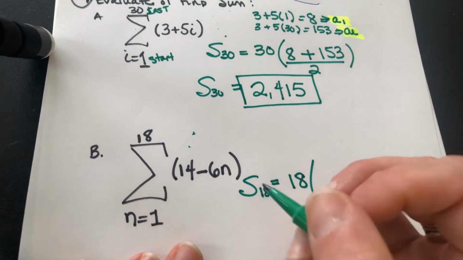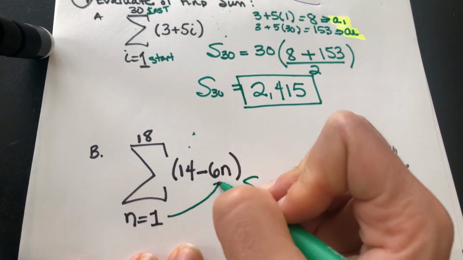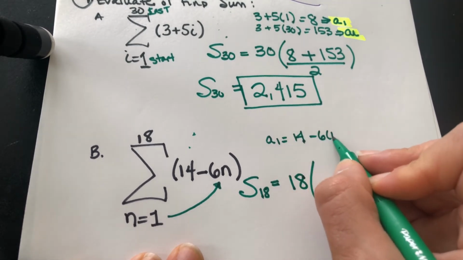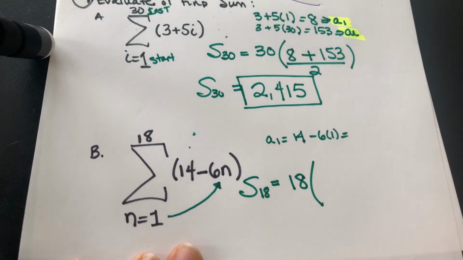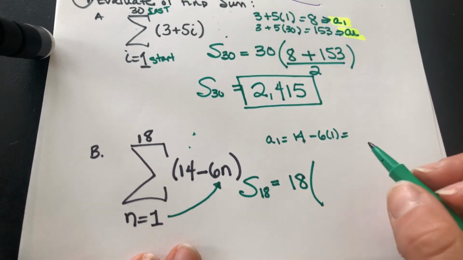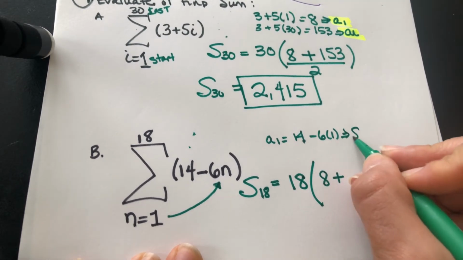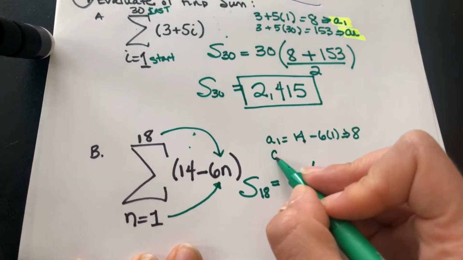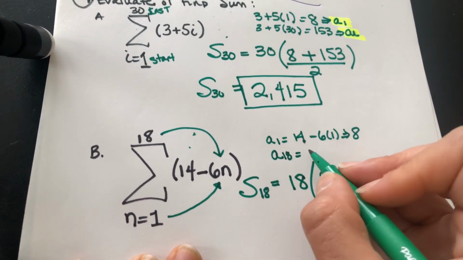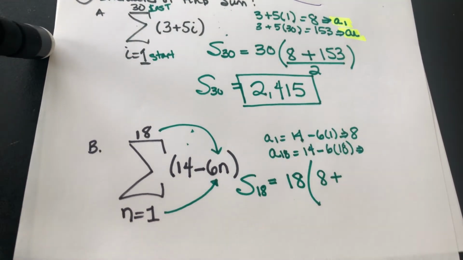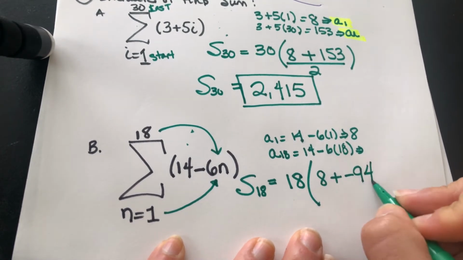A1, first term. Well, to figure out the first term, substitute it in. So A1, you have 14 minus 6 times 1. So you have 14 minus 6, so you have 8. Plus, let's find out your last term. A of 18 is the last term. Let's figure out what that is. So you have 14 minus 6 times 18. Okay, so the last term is negative 94.